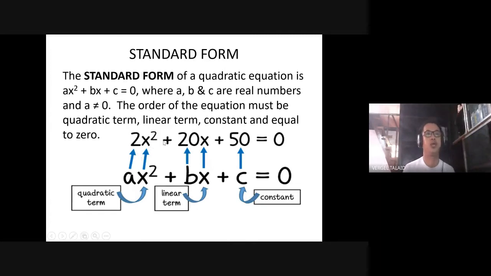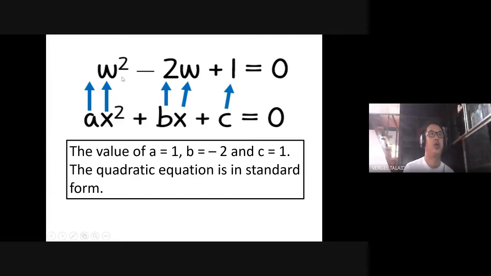So for example, 2x squared plus 20x plus 50 is equal to 0. This is already in standard form where our a is 2, our b is 20, our c is 50. Now, another example. w squared minus 2w plus 1 is equal to 0. This is in the standard form of a quadratic equation where a is equal to 1, your b is equal to negative 2, our c is equal to 1.